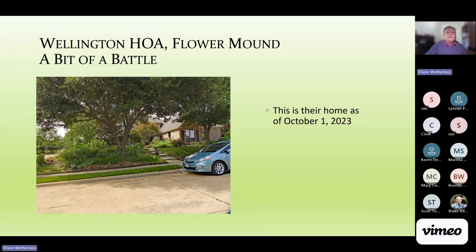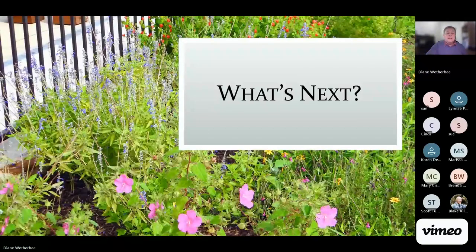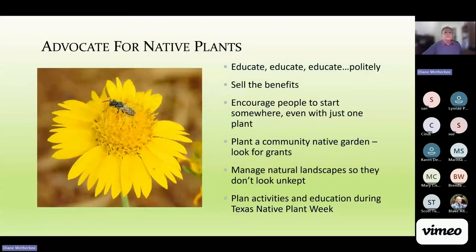So they compromised, and they still have their native plantings in their yard, and probably just as much diversity as they had before. So what's next? What can you do?